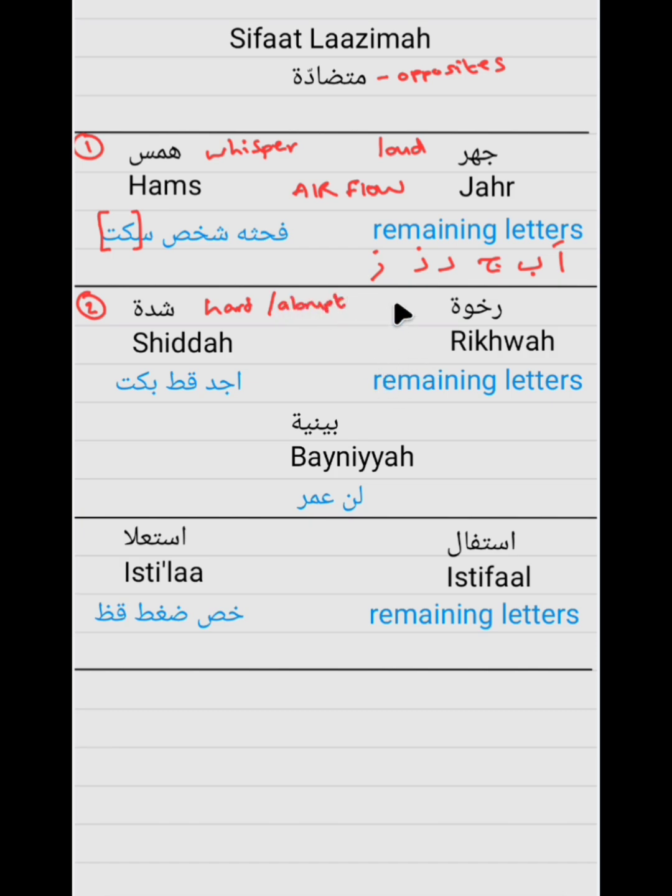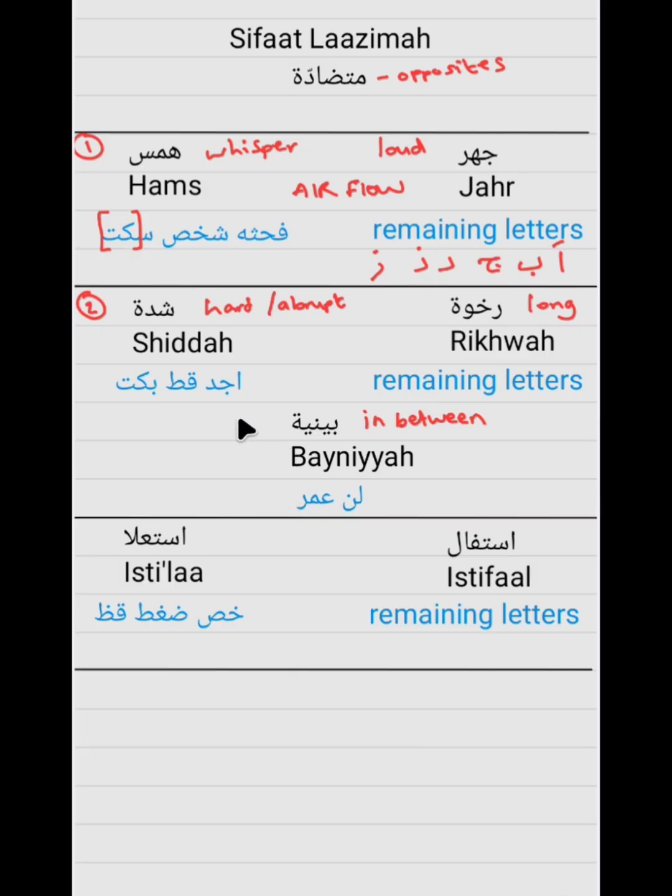And then there's the other extreme end, which is rikhwa, which are long letters. And then there are in-between letters, which are called bayniya, right? In-between letters are also referred to as tawassut. So you may call them bayniya or tawassut. It just means in-between, right? So these are in-between letters.